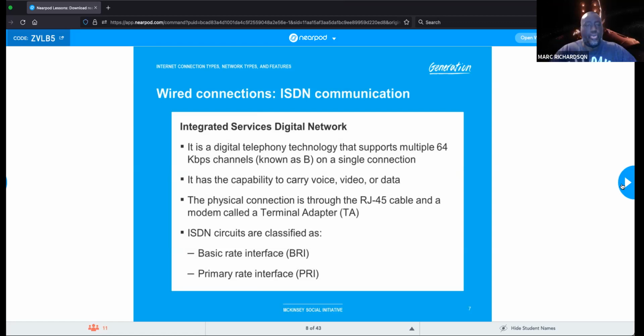Integrated Services Digital Network. It is a digital telephony technology that suggests multiple 64 kilobyte per second channels, known as B channels, on a single connection. It has the capability to carry voice, video, or data. The physical connection is through the RJ45 cable and a modem called a terminal adapter, or TA. ISDN circuits are classified as basic rate interface, BRI, or primary rate interface, PRI.